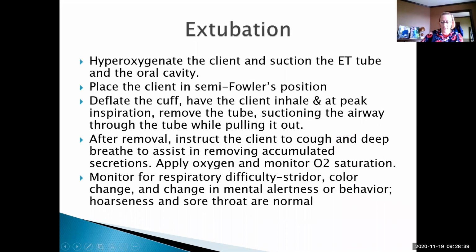And then extubation. So with extubation, when a patient is ready to be extubated, you want to hyperoxygenate and suction that ET tube and the oral cavity, just to prevent any secretions from going back down, keeping the airway as clear as possible.